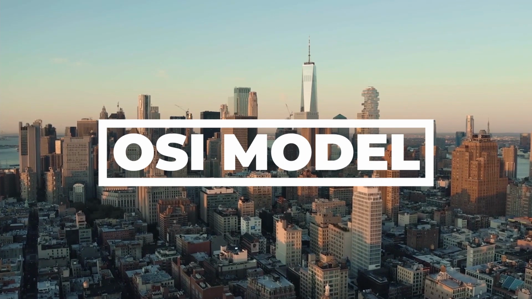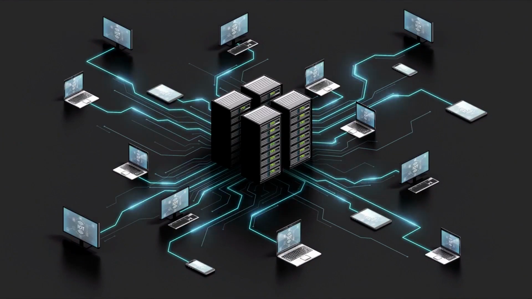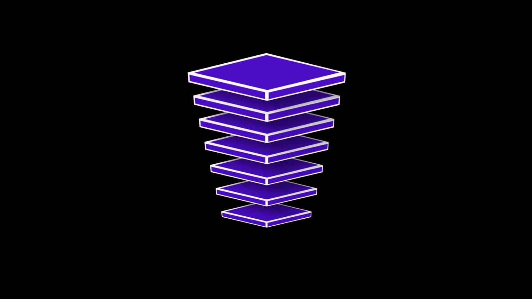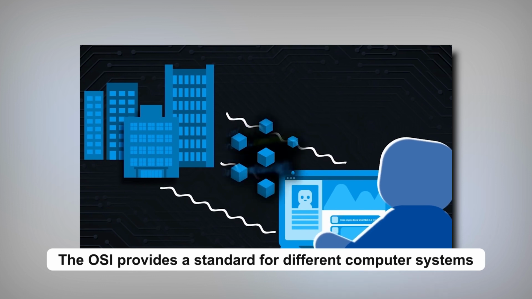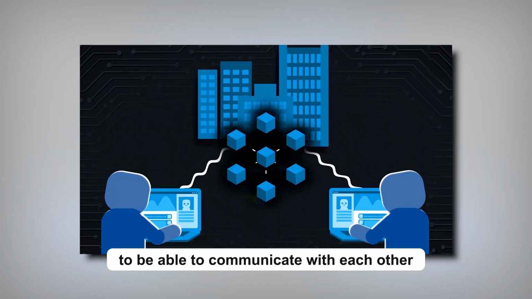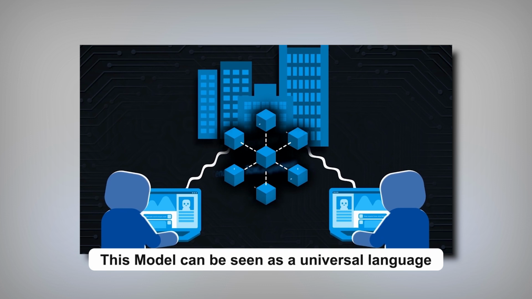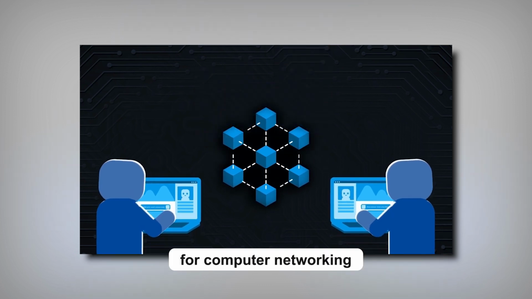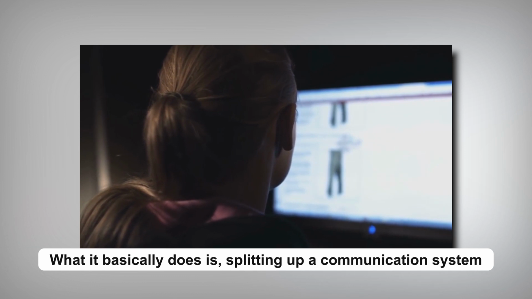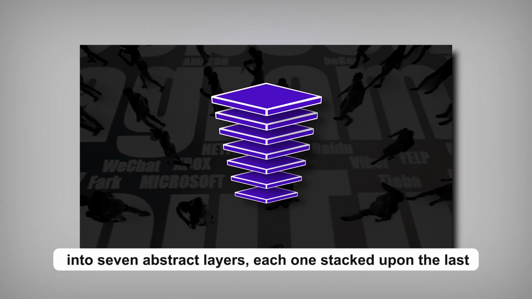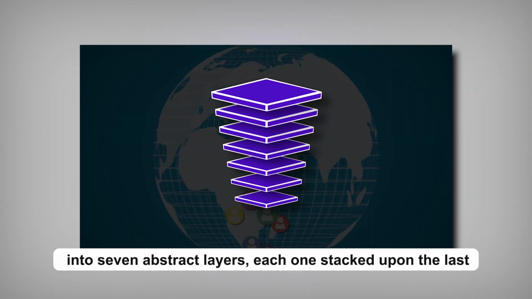The OSI model is a conceptual framework that explains networking or telecommunication systems as 7 levels, each with its own purpose. The OSI provides a standard for different computer systems to be able to communicate with each other. This model can be seen as a universal language for computer networking. What it basically does is splitting up a communication system into 7 abstract layers, each one stacked upon the last.